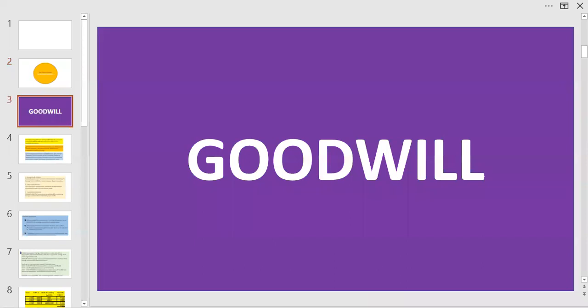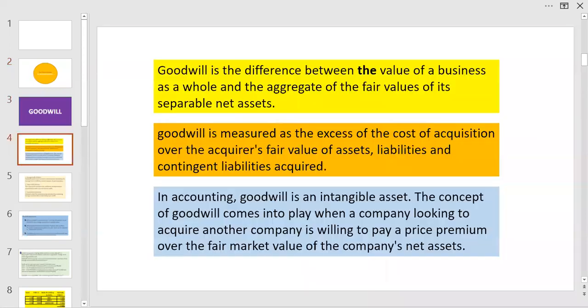Today's topic is Goodwill. Goodwill is the difference between the value of a business as a whole and the aggregate of the values of its separable net assets. This over and above value is received for various positive factors that particular business has, which is summarized as goodwill. Goodwill is measured as the excess of the cost of acquisition over the acquirer's fair value of assets, liabilities, and contingent liabilities acquired.